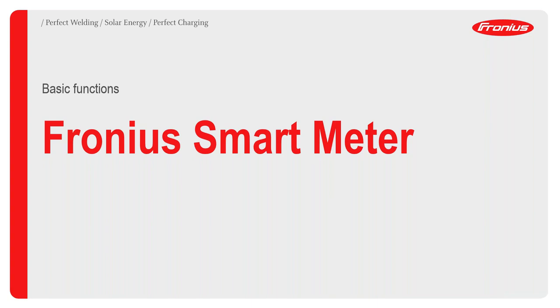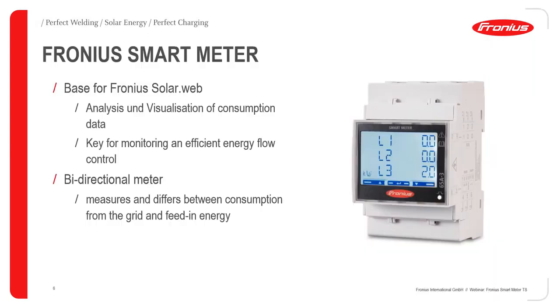So let's start with a short introduction of the Fronius Smart Meter. What is the basic function actually? The Fronius Smart Meter is a bidirectional meter and is a base for our visualization on Fronius SolarWeb. Fronius SolarWeb is our online portal where our systems are visualized, visible for our customers, also for the installers if they want. And it can be used for analysis, but also for service purposes, of course.